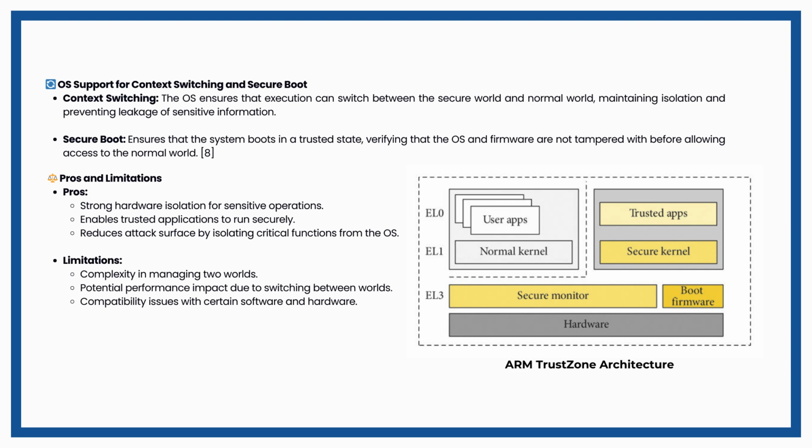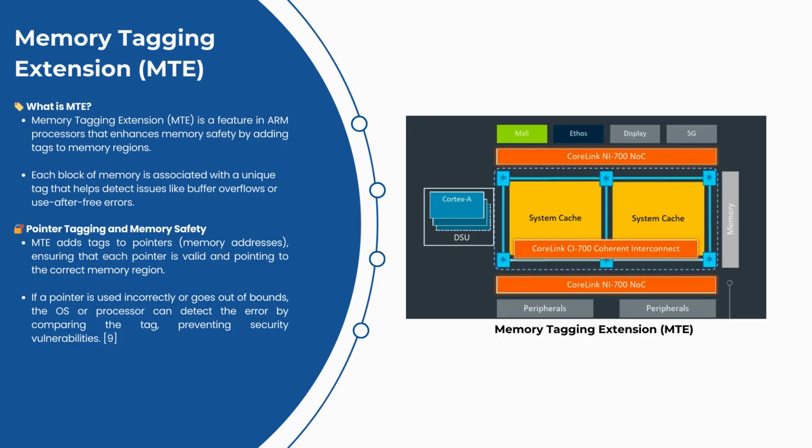Memory tagging extension, MTE. Another important security feature in ARM processors is memory tagging extension, which is designed to protect against memory corruption attacks such as buffer overflows and use after free vulnerabilities.